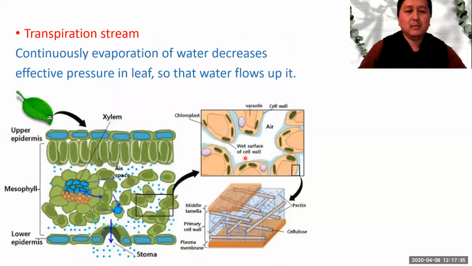Here is also a leaf. When the water molecules diffuse out, it causes less water potential inside the leaf, and it decreases the effective water pressure in the leaf, so that the water molecules flow up. And it's called what? Transpiration stream.